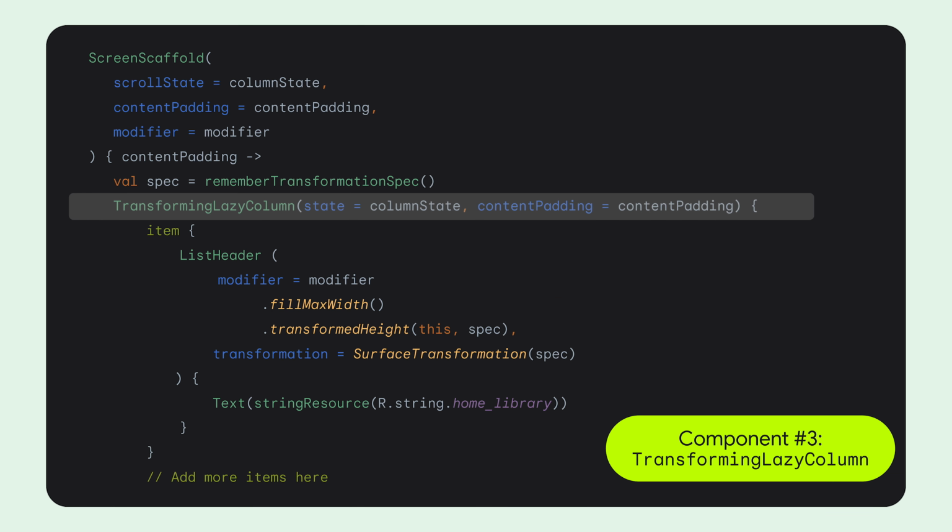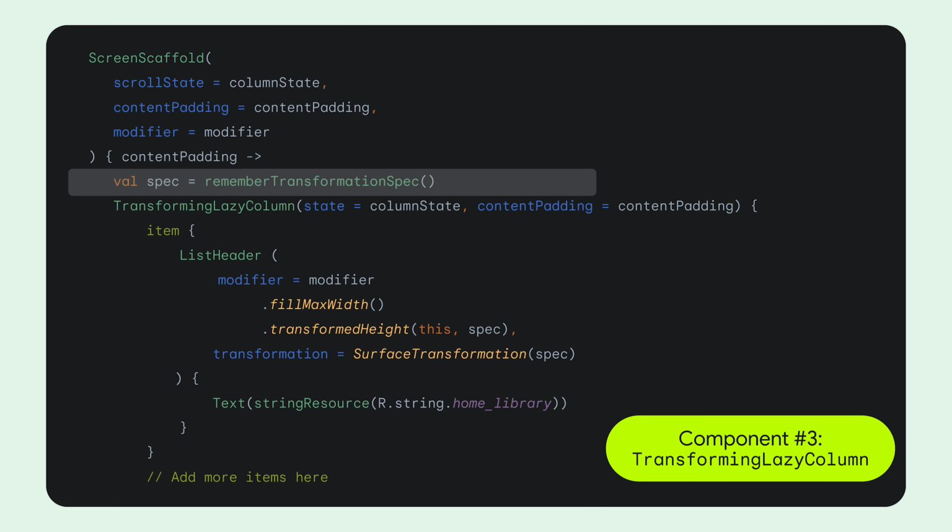The last component for today is TransformingLazyColumn, a new component from the 1.5 Compose for Wear OS beta release. With it, you can apply morphing effects to the elements in the list. Height and width of the elements can morph as the items get closer to the top and bottom screen edges. First step is to create a transformation spec, which defines visual transformation of the item of a TransformingLazyColumn. Here, we are using rememberTransformationSpec, which remembers a responsive transformation spec for us.